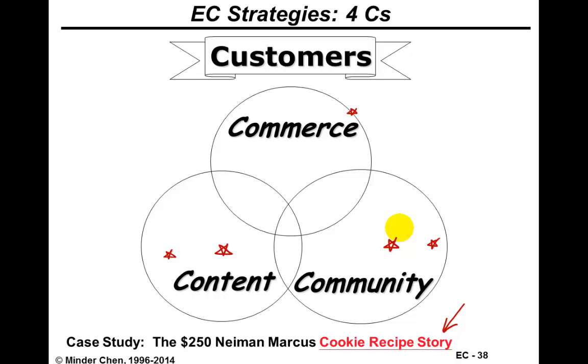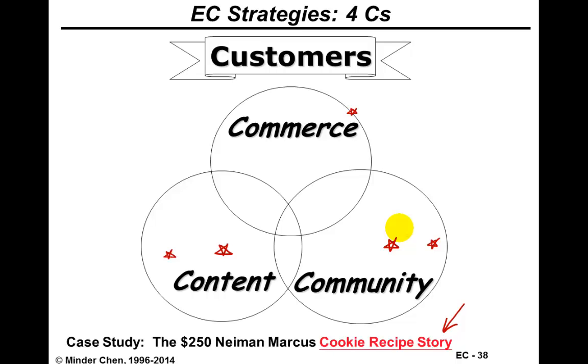How about commerce? Think about what you can sell through this website once you have the recipe and a group of people interested in making cookies. Potentially you can sell a lot of baking materials, chocolate chips, flour, cookie cutters, and others, cooking equipment, baking equipment. That's commerce.